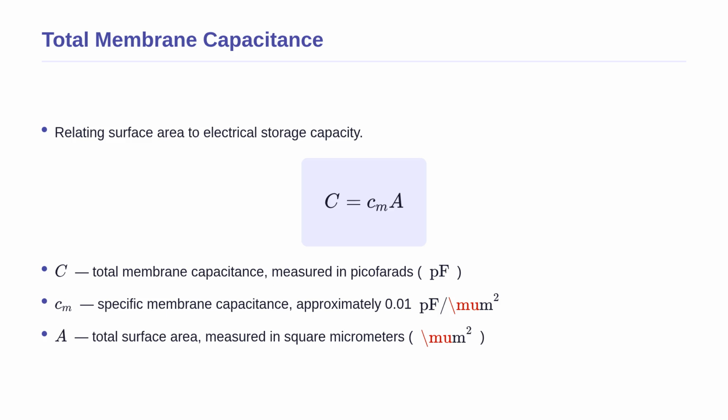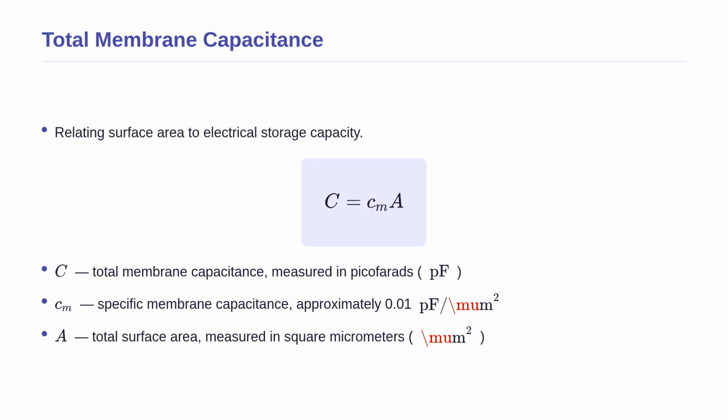Now that we have a way to calculate the surface area, we can determine the electrical storage capacity. This biophysical equation is C equals C sub m times A. The variable C stands for the total membrane capacitance of the neuron, measured in picofarads.